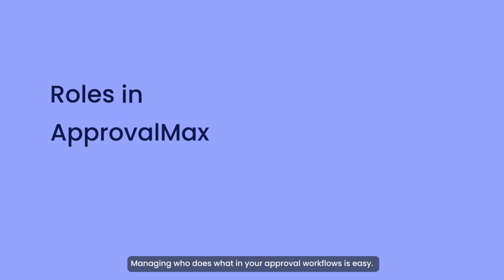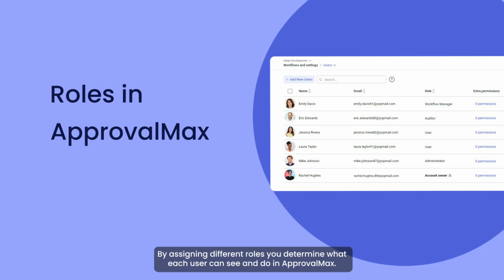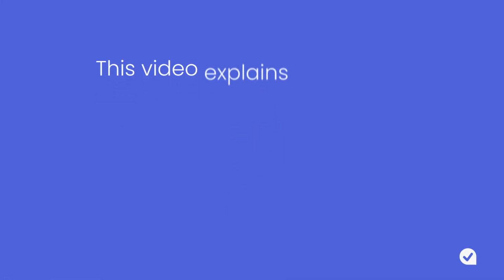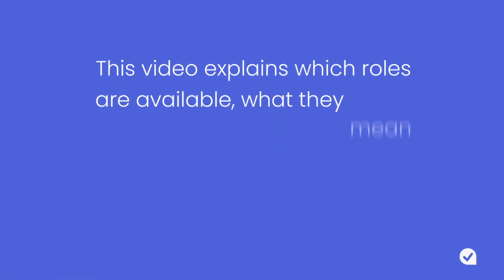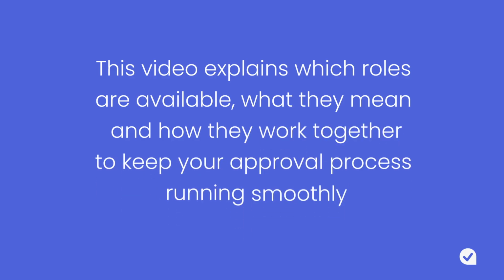Managing who does what in your approval workflows is easy. By assigning different roles, you determine what each user can see and do in ApprovalMax. This video explains which roles are available, what they mean, and how they work together to keep your approval process running smoothly.